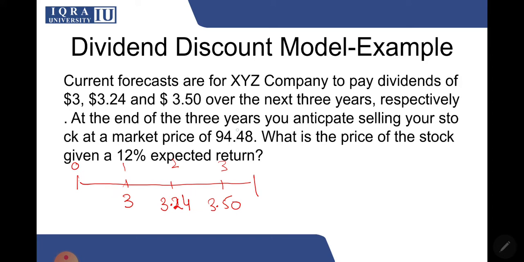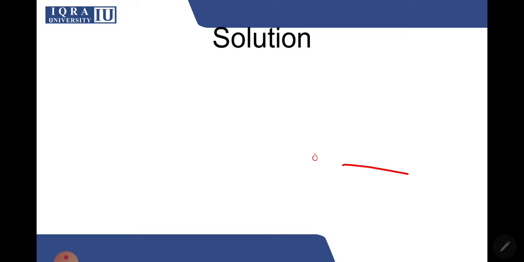At the end of the 3 years, you anticipate selling your stock at a market price of 94.48. And at the end of the third year, you anticipate selling your stock. So your stock price, your P3, will be 94.48. What is the price of the stock given a 12% expected return? So you have the R.